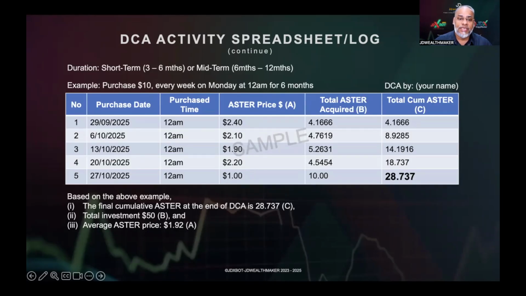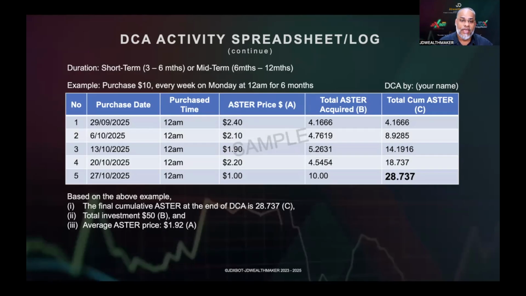Now, can you see, if you buy, let's say at $2.40, and you go and buy $100, $1,000, right? Imagine, you're going to pay more compared to doing a DCA. Your average cost is only 1.92. All right. So in this manner, you are actually safeguarded from any kind of fluctuation in the market.